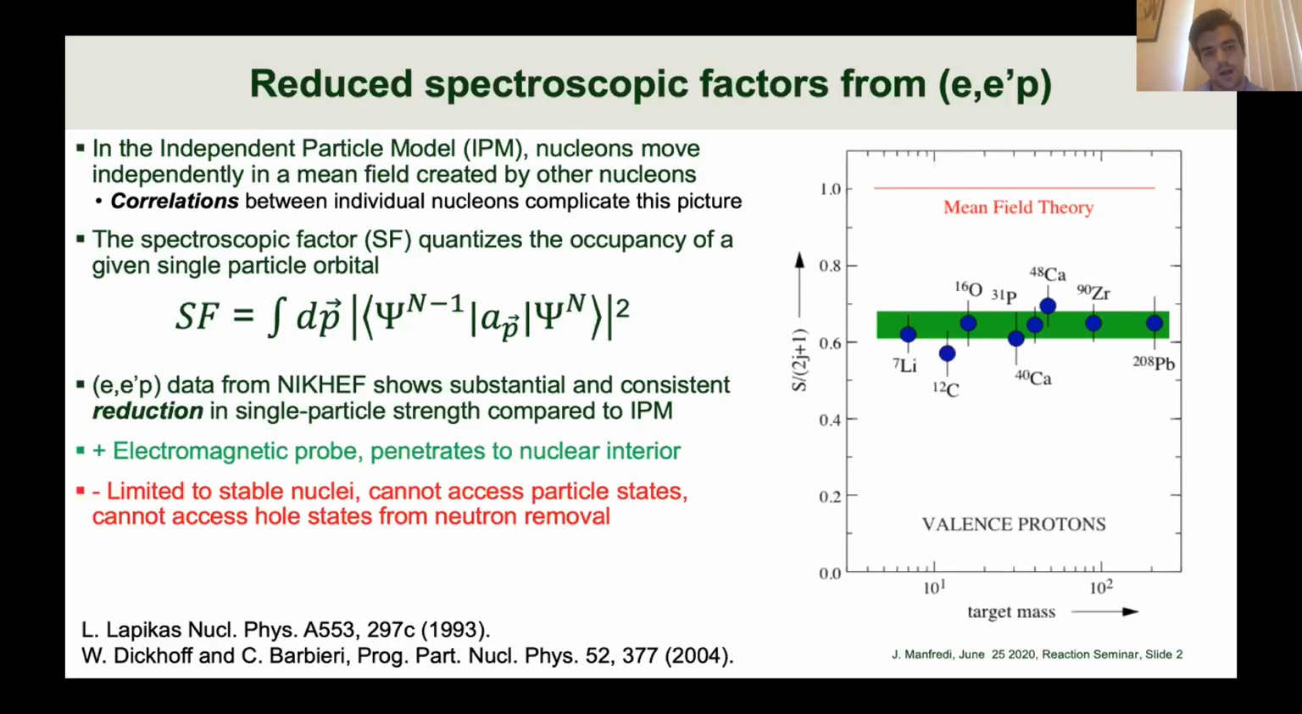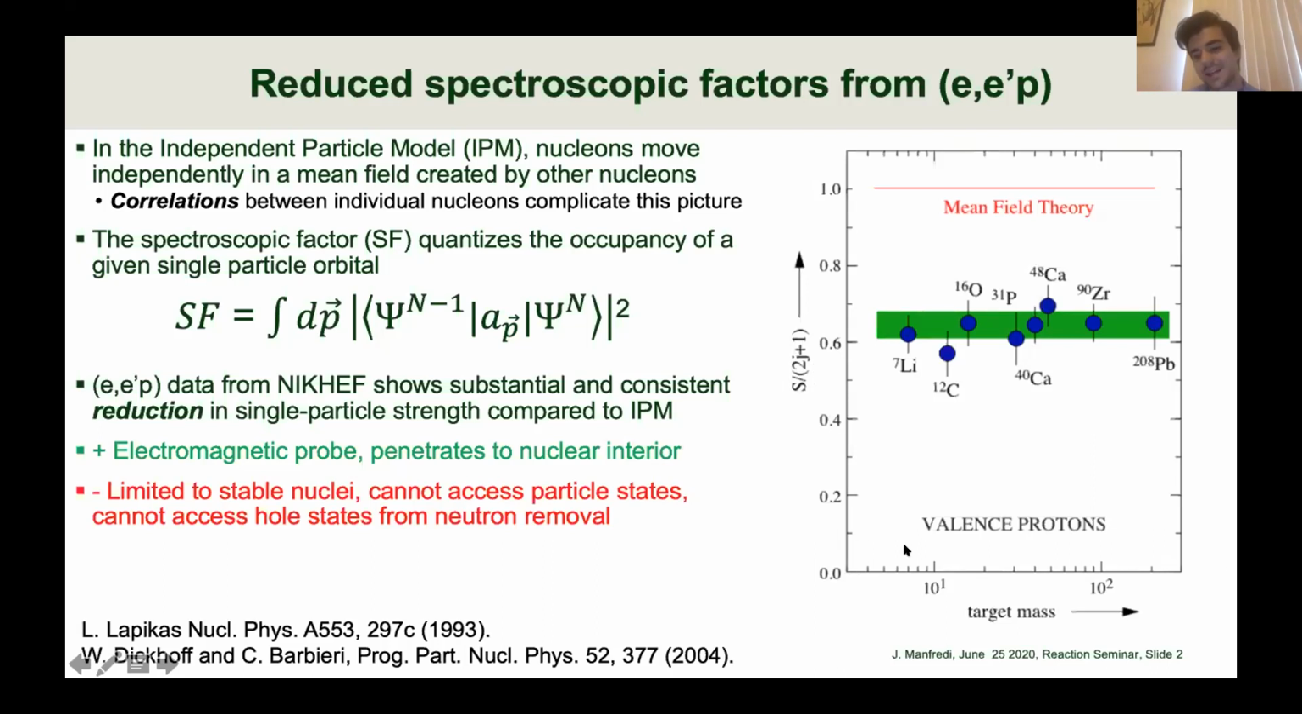So a long time ago, about 30 years ago, there was an experiment at NIKHEF doing electron-induced knockout reactions, so (e,e'p), and showed for lots of different stable targets a substantial reduction in single particle strength compared to the independent particle model picture. So you can see the plot on the right shows the spectroscopic strength, which is the spectroscopic factor normalized by the independent particle or mean field theory maximum.